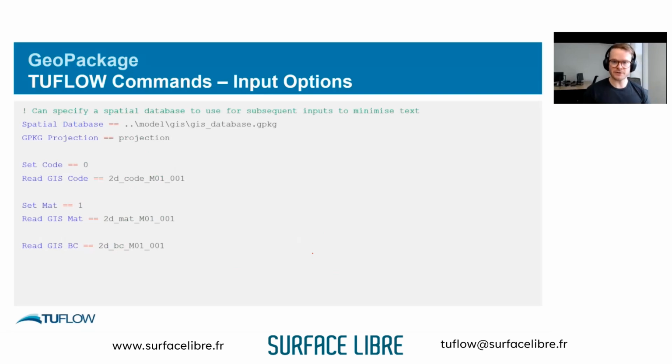But this is my preferred approach. If you're using a centralized database, even if you're breaking it up a little bit into several centralized databases, this is still a really good approach. Essentially, you just have one new command in TUFLOW in any of the control files, which is spatial database equals, and then the file path to the geopackage. And then subsequent commands, which read from the database, just have to point to the layer name. You don't need to do the full path each time, which is a really nice, clean way of reading these commands in.